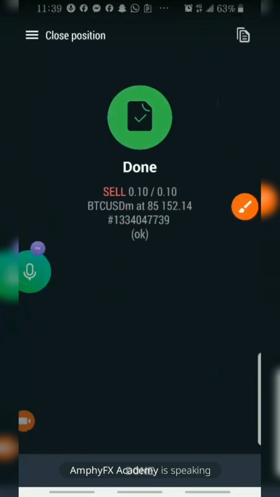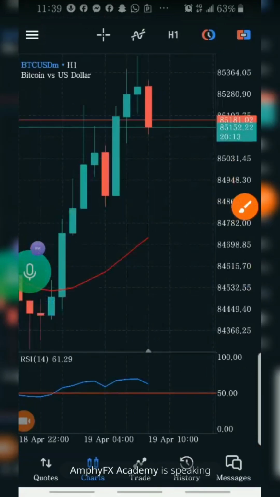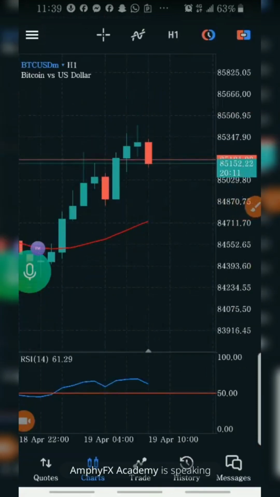Now I've closed the position. You cannot see any blue line again. Nothing. I've closed it. So let me use the market. Let me use other types of market orders.